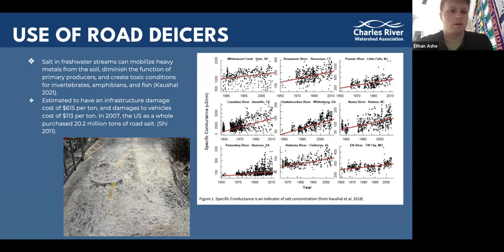The reason this matters overall is because salt in freshwater streams can mobilize heavy metals from the soil, and they also diminish the function of primary producers and create toxic conditions for wildlife such as invertebrates, amphibians, and fish. It also has a monetary damage on infrastructure. In a paper in 2011, she estimated that the cost to infrastructure was $615 per ton. When you consider that the US used 20.2 million tons in 2007, that's a lot of money. The picture below is from outside of Fenway Station, which shows you the salt coverage over the walking path, which is probably a little too much.